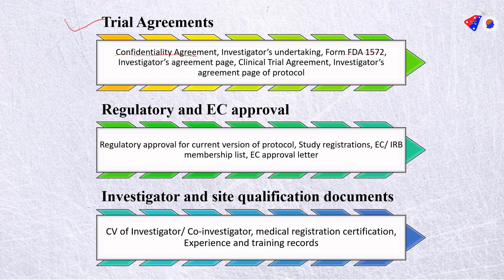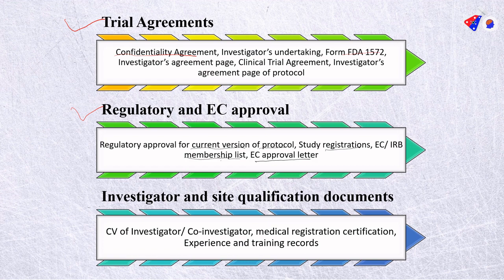The next type of SRP documents would be the regulatory and EC approval. In the regulatory and EC approval, it would obviously have the approval for the study according to the current version of the protocol. Current version is important. If the version changes, then we have to get a new approval for that particular version. Next is the study registration, for example the registration in the CTRI database. Next, we would have the EC membership list for a particular EC. Next, we have the EC approval letter. So this is regarding the regulatory and EC approval: the approval by the CDSCO as well as by the specific EC of that particular site.